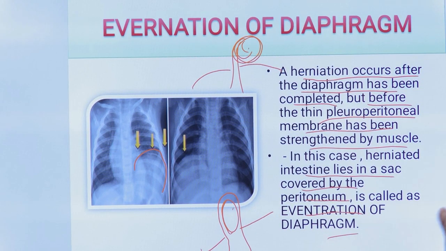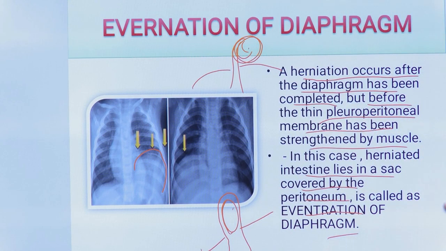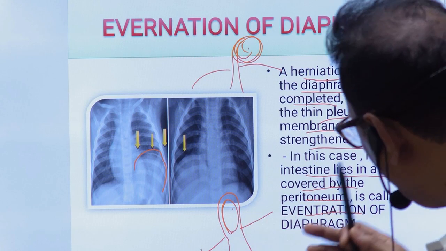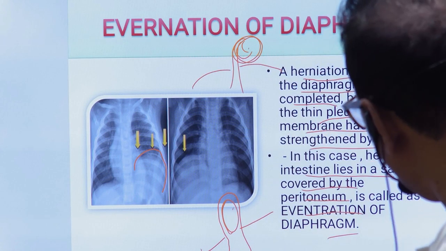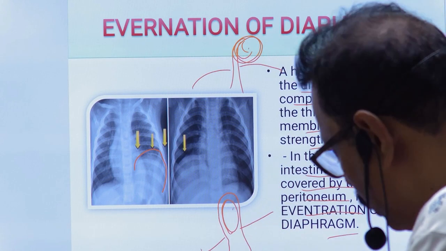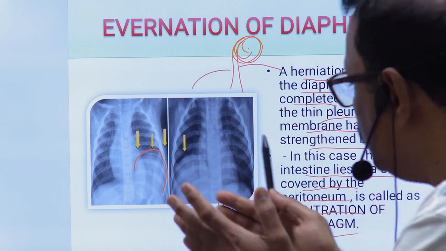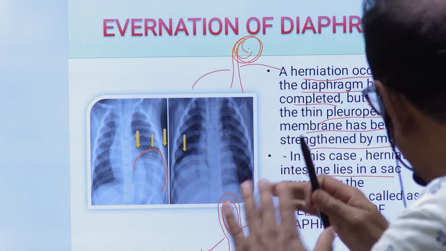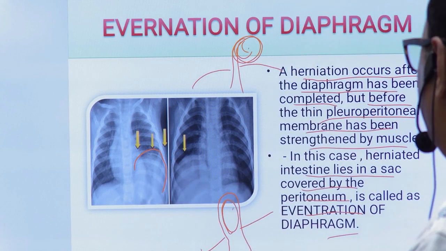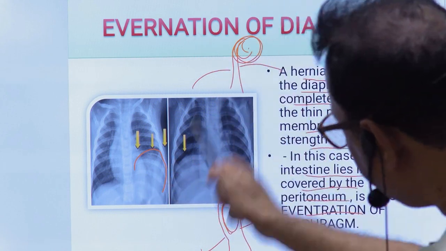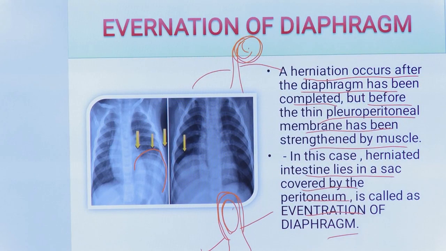So the only difference between the congenital hernia and the eversion is that in congenital hernia, we don't have the complete development of the diaphragm, the diaphragm was not developed completely, and so the abdominal content was in the thoracic cavity. But in this case, the diaphragm development is complete. It is only the pleuroperitoneal membrane which has not been strengthened by the muscle. So the structure which will enter into the thorax will have the covering of the peritoneum.